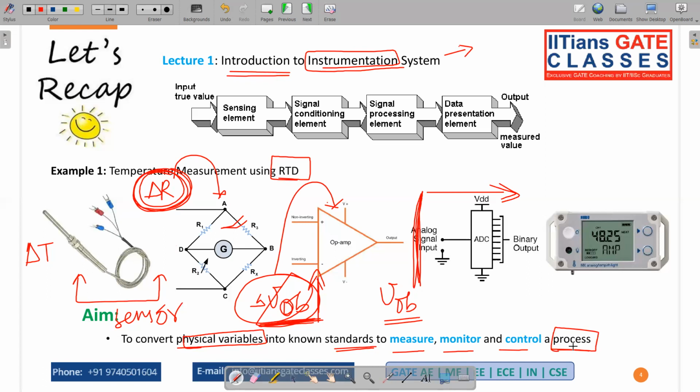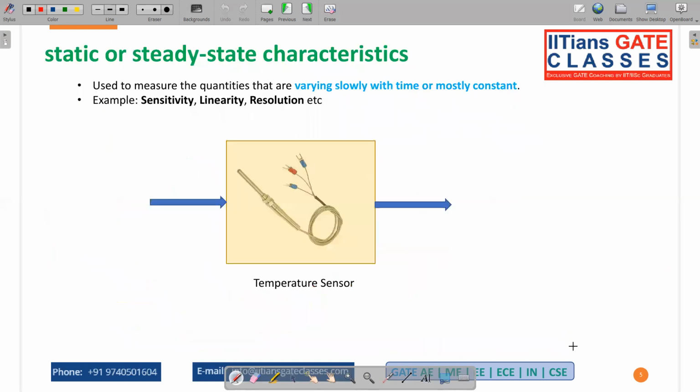Now in today's lecture we will study the static and dynamic characteristics of the sensor. In today's lecture, we will focus mainly on static or steady state characteristics. In the next lecture, we will study dynamic characteristics in great detail, right?